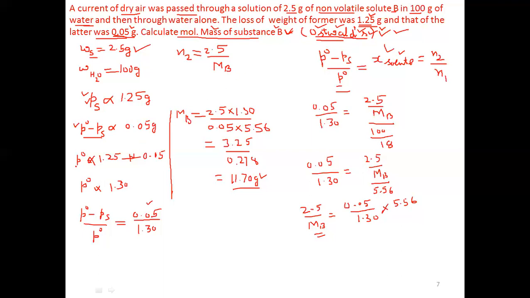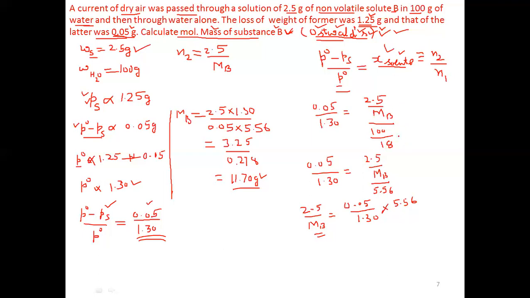So from this we calculated P naught by simply adding them: 1.25 plus 0.05 gives you 1.30. So we calculated the relative lowering of vapor pressure. This was the value. Now we have from Raoult's law that P naught minus Ps by P naught is equal to the mole fraction of solute. Again if the solution is dilute, it will be approximately equal to N2 by N1, because in the case of dilute solutions we can neglect N2 from the denominator.